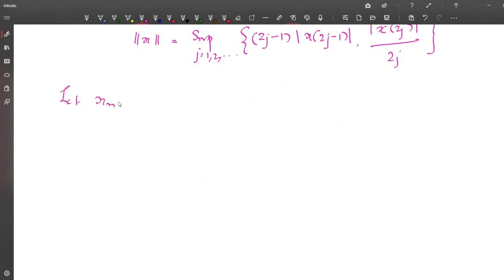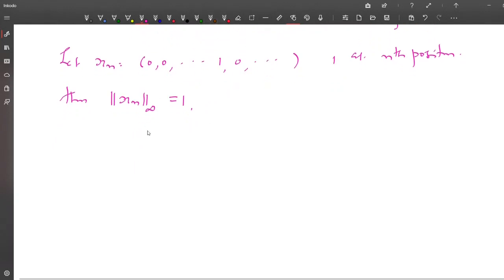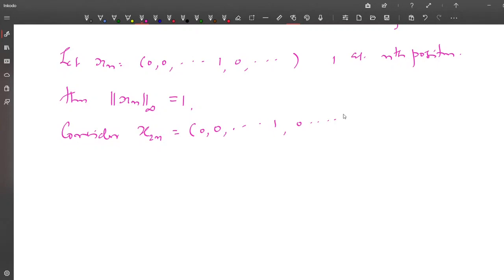Let x_n equal 0, 0, etc., 1, 0, etc., with 1 at the nth position. Then the sup norm of x_n equals 1 by the definition of the sup norm. And you know x_n belongs to c_00. Now consider x_2n. It is equal to 0, 0, etc., 1, 0, etc., with 1 at the 2nth position.